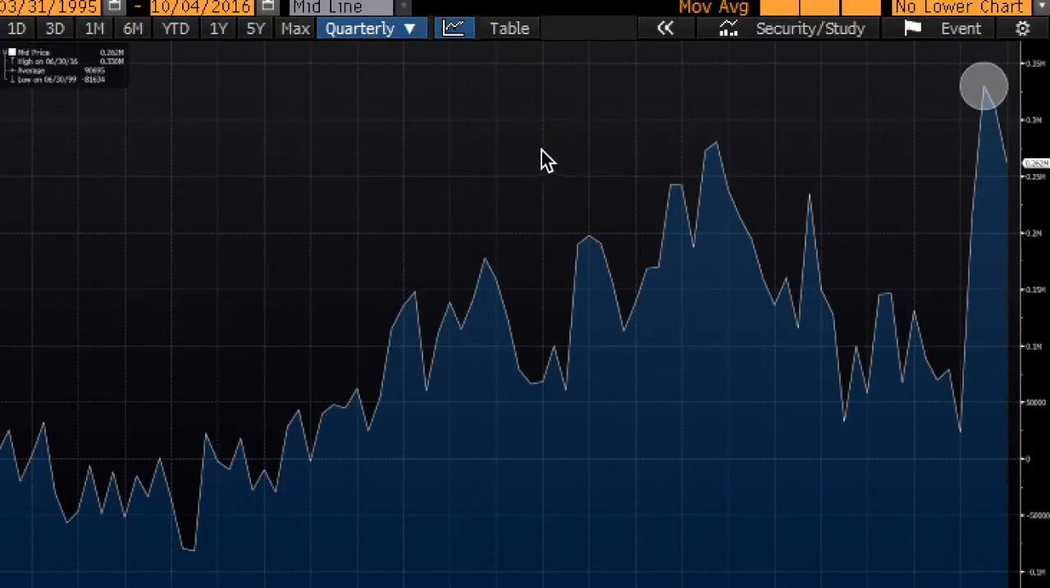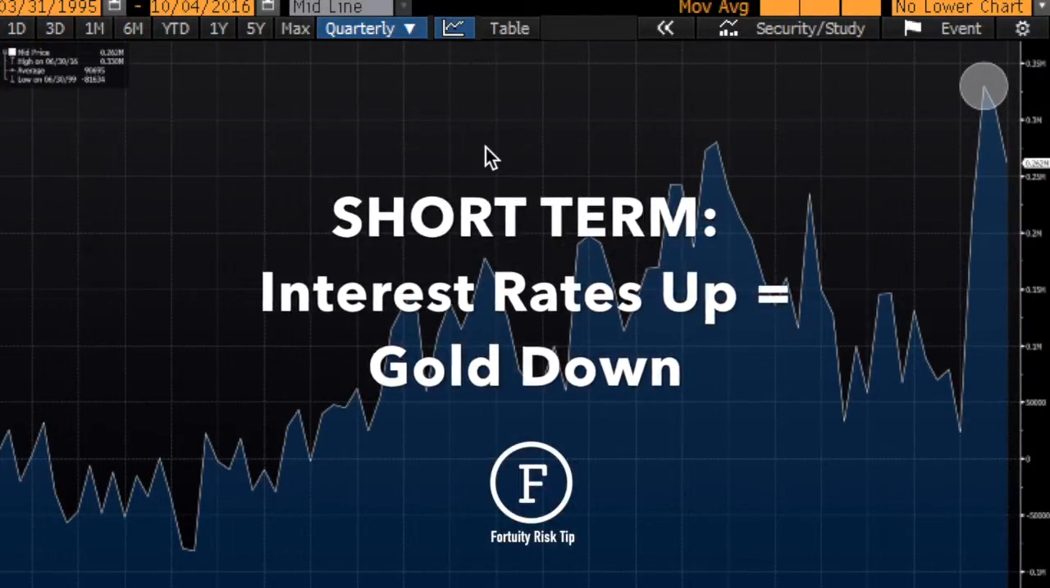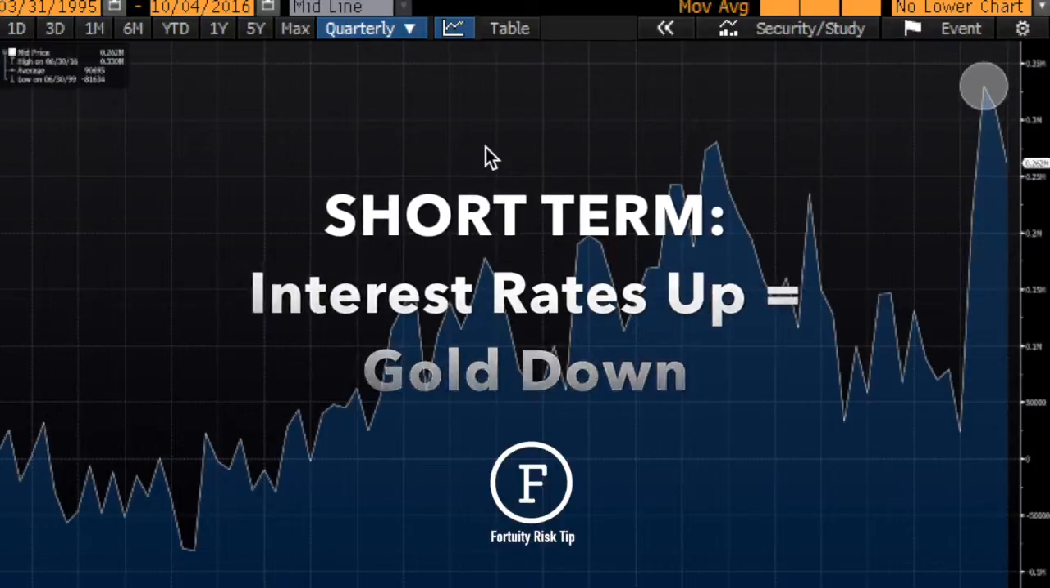So at the end of the day, if you're trying to protect your portfolio with gold, you also have to have a view on interest rates. If you think interest rates are going up, that means you think gold's headed down, and vice versa.